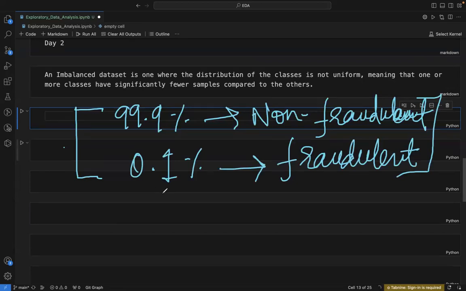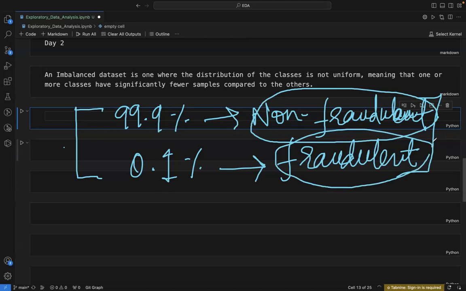In this case also we have an imbalanced data set, where the fraudulent class, these fraudulent transactions, are heavily outnumbered by the non-fraudulent transactions. This is a very, very high number in comparison to this. So this is also an example of an imbalanced data set. Fine. This is all about the balanced data set and imbalanced data set.